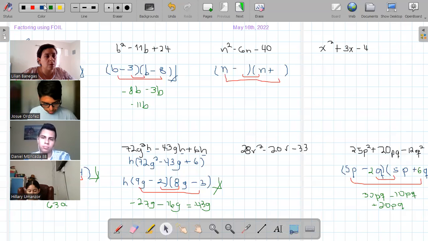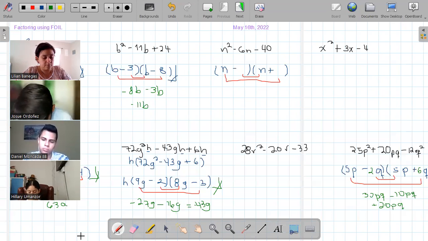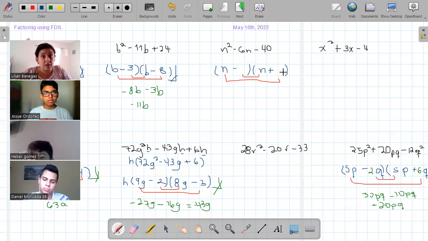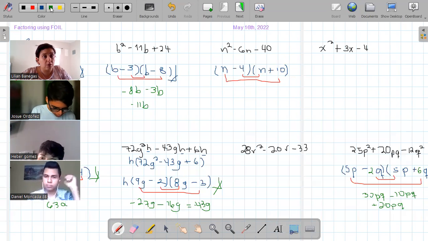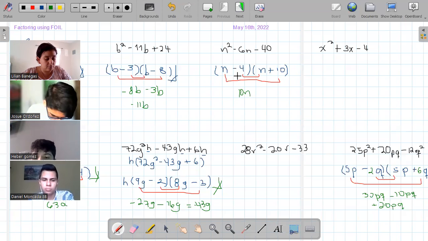These are not the numbers that I need. Let's look for another number that multiplied by another will give me 40. 4 times 10, okay. So we're going to place a 4 over here and the 10 over here. And now we're going to multiply. n times 10, 10n. -4 times n, -4n. 10n minus 4n.